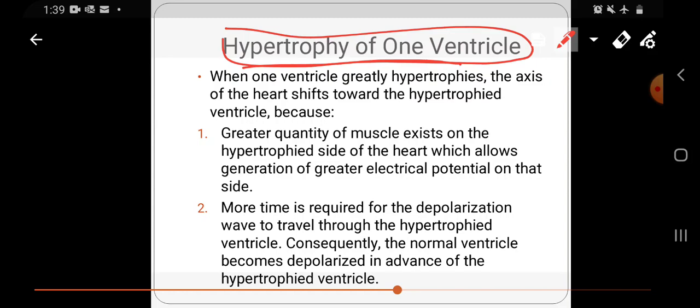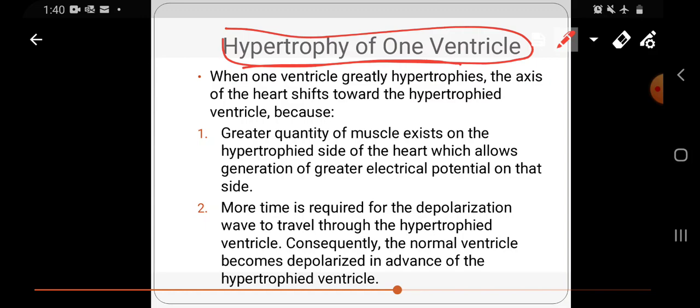Now why does this happen? If the left ventricle is greatly hypertrophied, it means that more muscle mass exists on the left. You know that the axis is determined by the muscle mass: the larger the muscle mass, the greater its effect on the axis. Okay, because most of the electricity will come from the hypertrophied part. So if the left is hypertrophied, it will contribute to the cardiac axis more than the right. This will lead to left axis deviation.